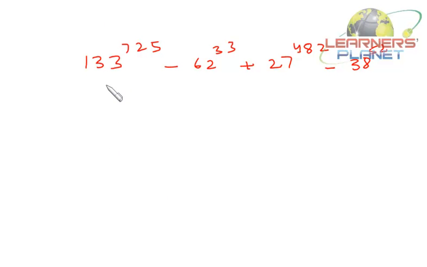Now friends, let's try this problem. We have to calculate the unit digit of this big expression. So let's begin with 133 raised to 725. The unit digit of this expression will be the same as the unit digit of 3 raised to 725.